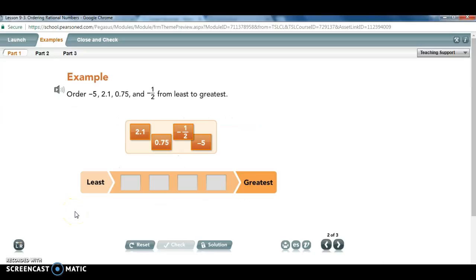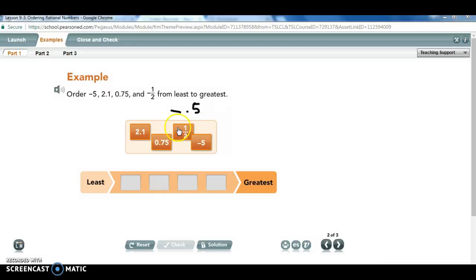We're now going to be ordering these numbers from least to greatest. When I look at this, I see that I have 2 positive numbers and I have 2 negative numbers. So I can start with either one. The number that I think is easiest to look at is -5. And I know that -5 is less than -1/2. I also know that -1/2 can be written as -0.5.